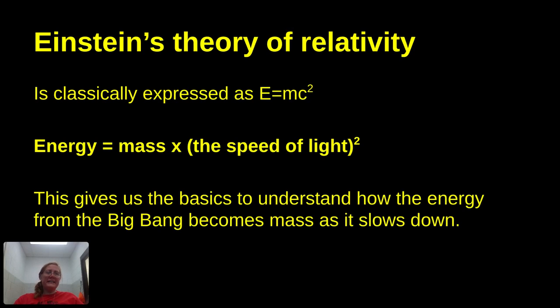Okay, we're already on Einstein's theory of relativity. We're almost done. Like we said the other day, it is classically expressed as E equals mc squared, where E is energy, m is mass, and c is the constant of light. Again, something that we can easily look up, and that's the speed of light squared. And this is a big deal because it helps us understand how energy from the Big Bang became mass as it slowed down, and therefore giving us the whole idea that the Big Bang can actually be the cause of the universe, as it may be.